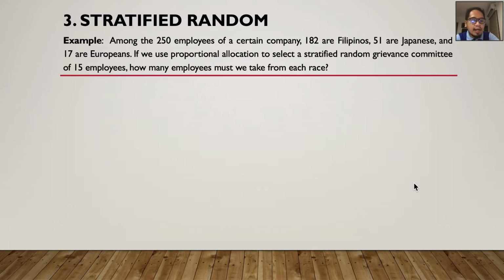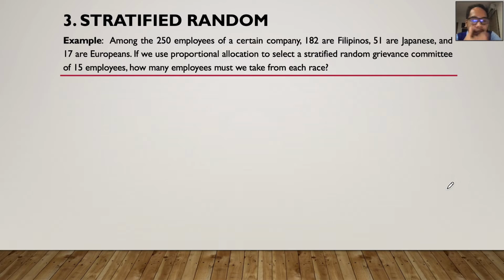So this is one example which we will answer right after this video so that we will have a straight discussion. Among 250 employees of a certain company, 182 are Filipinos, 51 are Japanese, 17 are Europeans. If we use proportional allocation, stratified random sampling, we need to select a stratified random grievance committee, which is composed of 15 employees. And the question would be how many employees must we take for each race?